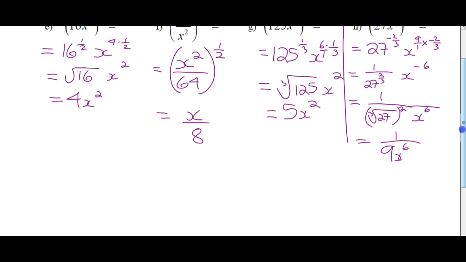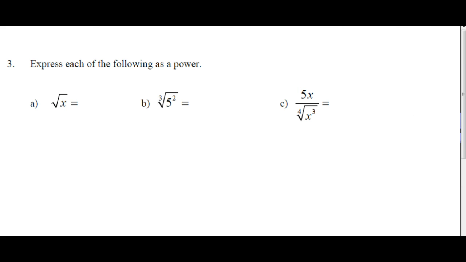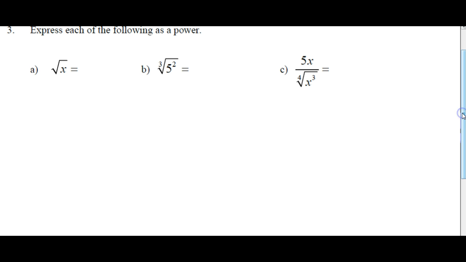Okay, right. The idea here is just to get you used to looking at the exponents, thinking about these exponents. Express each of the following as a power. So this is changing from radical form to exponential form, right? You've got a square root of x. Square root of x is x to the power of.